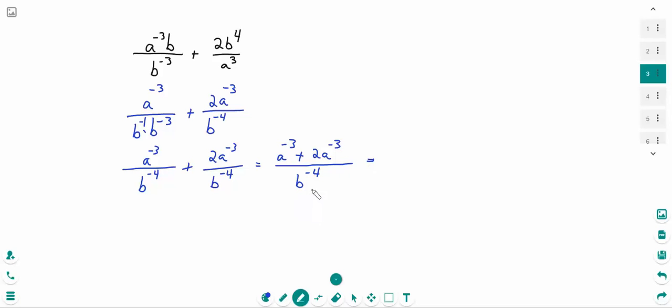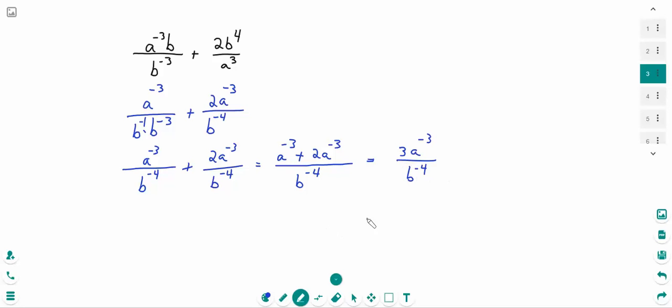And lo and behold, isn't this wonderful? We do have like terms in the numerator. So we have a 1, a to the negative 3 plus a 2, a to the negative 3. That's going to give me a 3a to the negative 3 all over b to the negative 4.